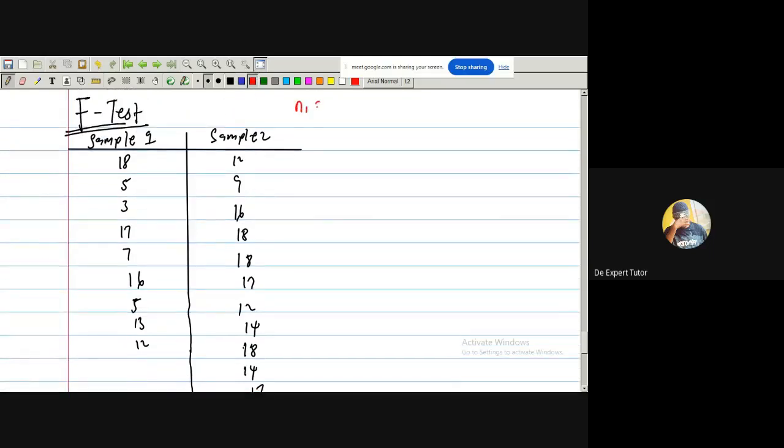Our N1 is equal to, count it, how many do we have? Are you following? Are you still here? Yes. Our N1 is how many? 9. Yes, 9. Our N2 is how many? 11. Yes.